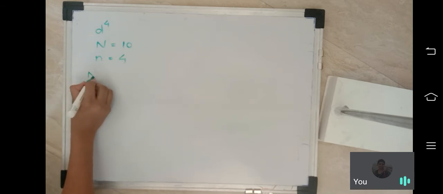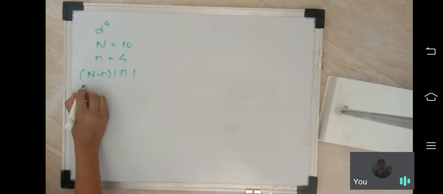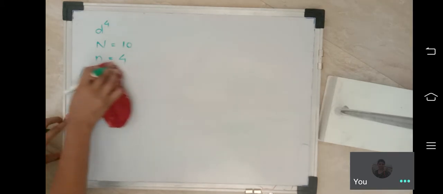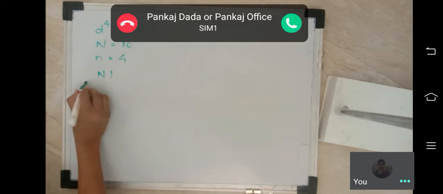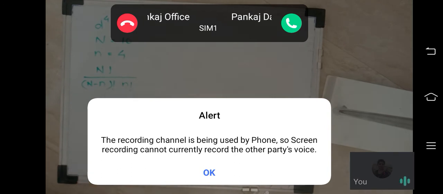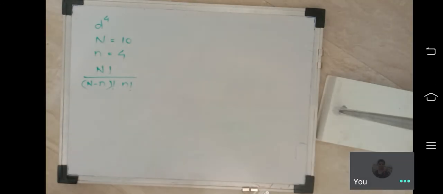You have to write the formula: capital N factorial divided by (N minus n) factorial times small n factorial. What is the formula? Capital N factorial divided by N minus n factorial, small n factorial. N means what? The capacity of the orbital. So you have to write it here.